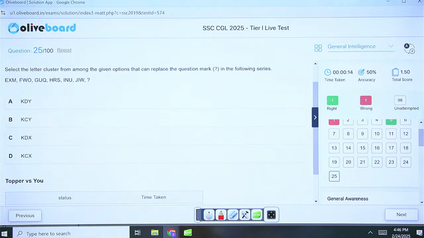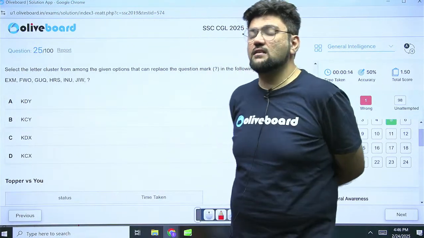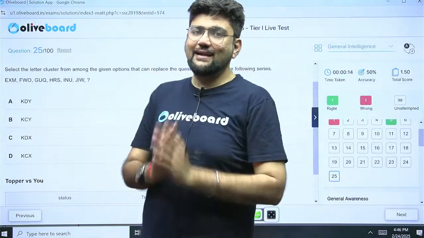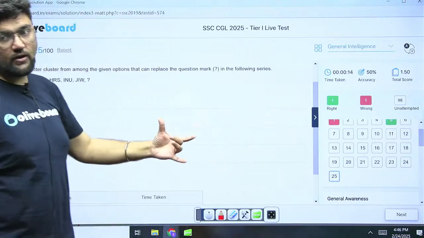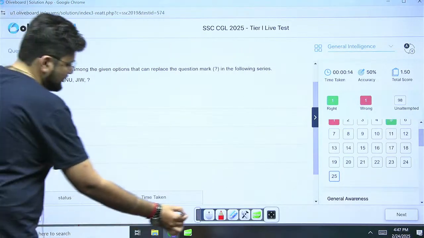Question number 25. This is the last question in this mock, but I will not tell you the answer. I will discuss it with you, but I want all of you to put the correct answer in the chat box once I end this session. Okay, I want to see who puts it first. So I'll just discuss it briefly with you.